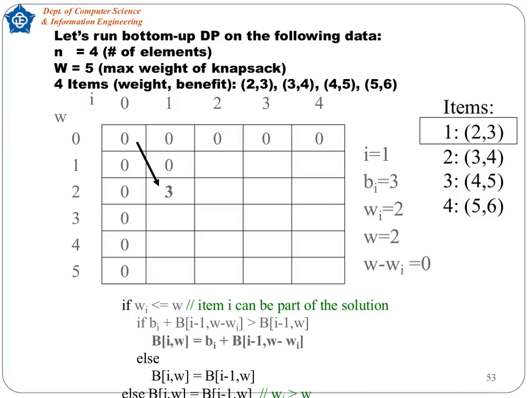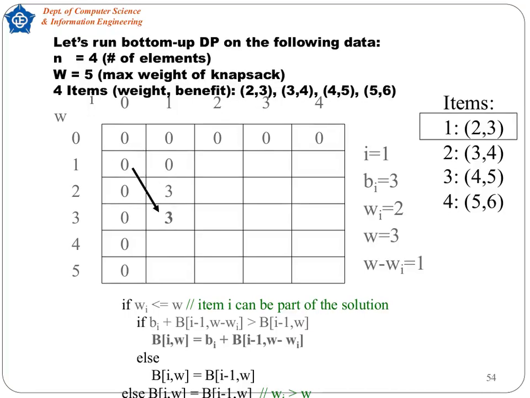B[i,w] = b_i + B[i-1, w - w_i] if that is greater than B[i-1, w], else B[i,w] = B[i-1, w]. We've just applied that rule for i equals 1. Next, we'll move on to item 2 and fill row 2 in exactly the same way.